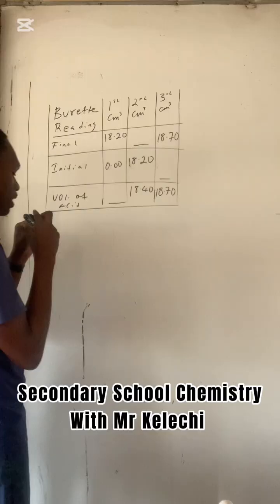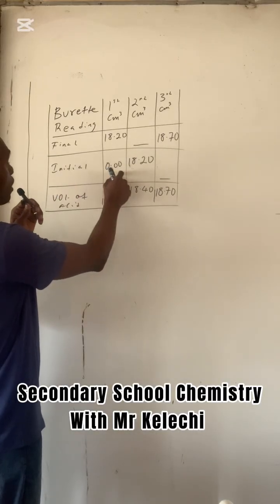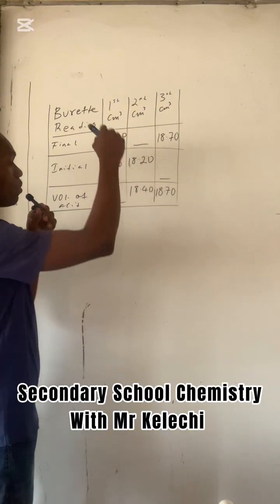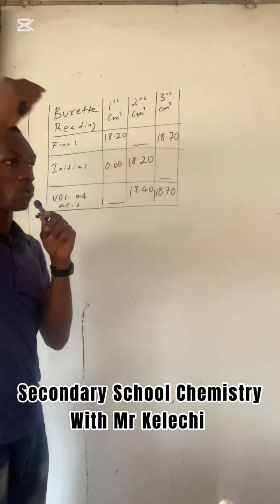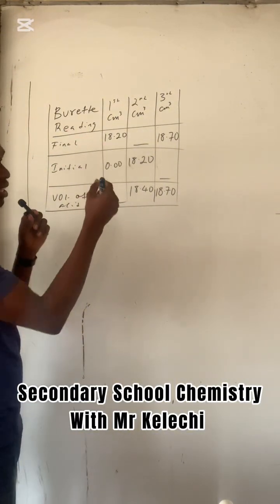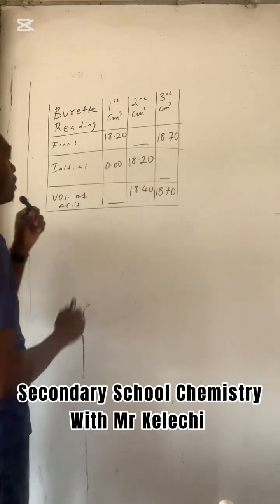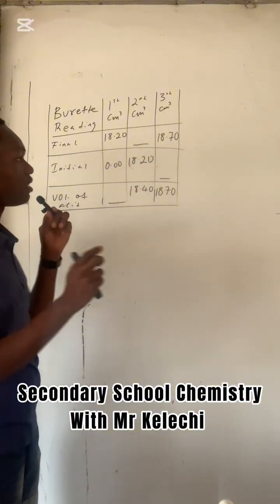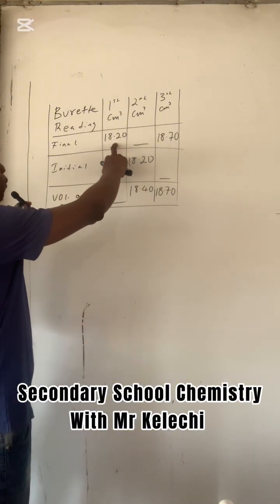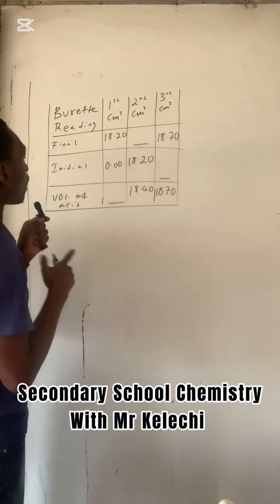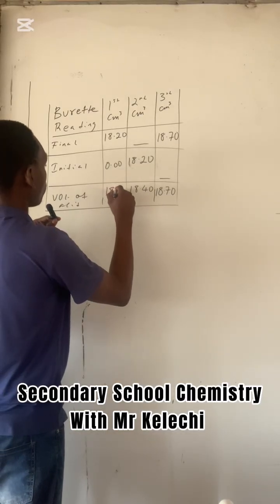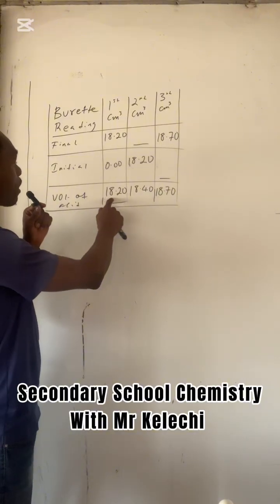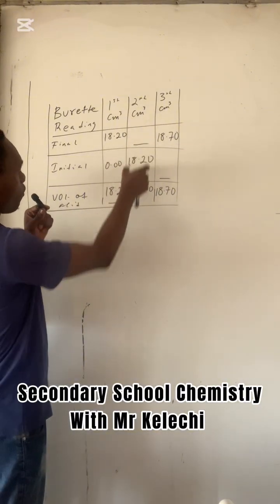Now, this table explains that at the beginning of the titration, the student started with zero on the burette reading, and after carrying out the titration technique, he or she got 18.2 at the final. So how do you get the volume of acid? Volume of acid is the final minus the initial. If you do that, you simply get 18.20.